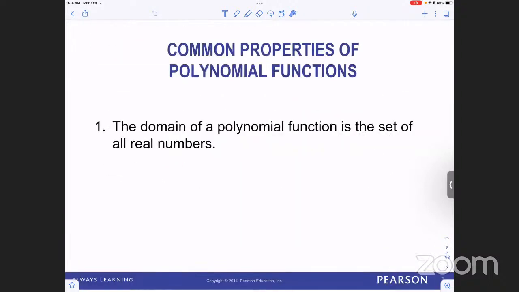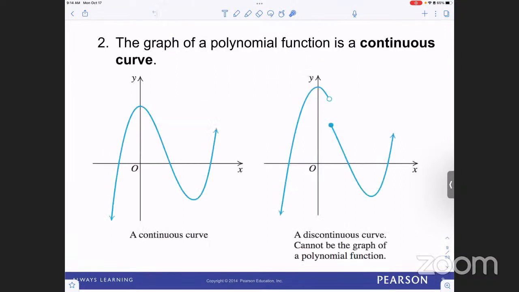So, common properties of polynomial functions. The domain of a polynomial function is the set of all reals. So once you identify a function as a polynomial, the domain is all reals. Okay. The graph of a polynomial function is a continuous curve, right?